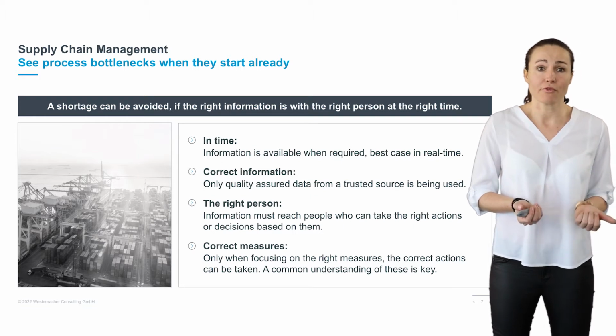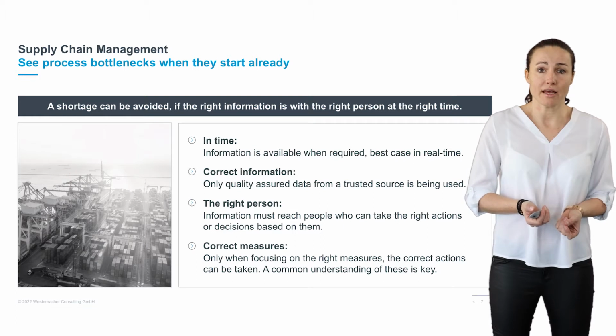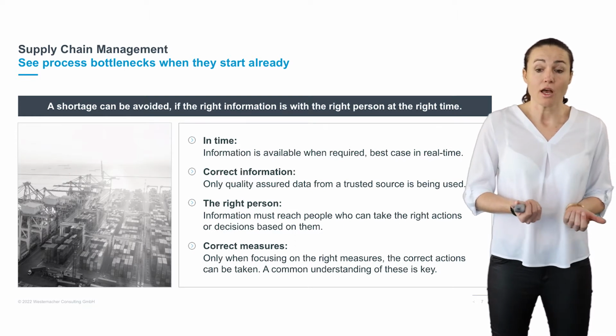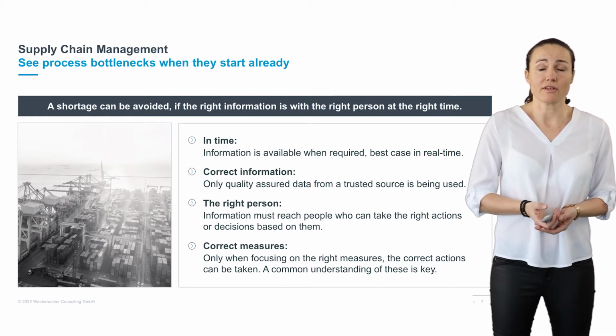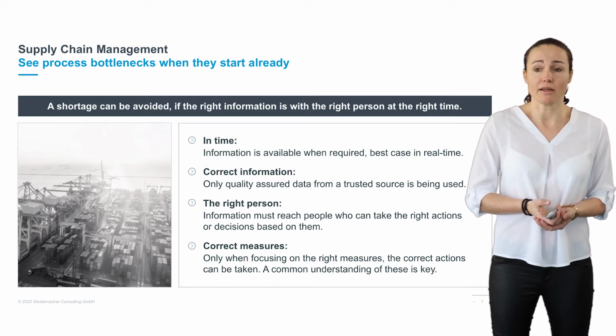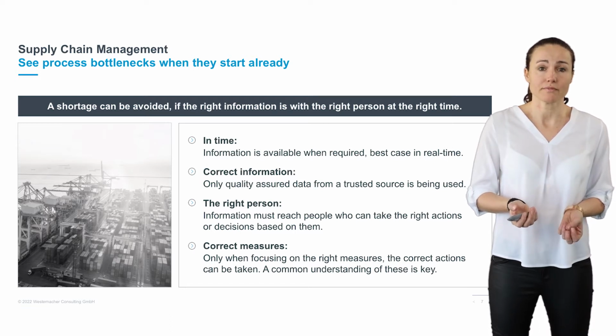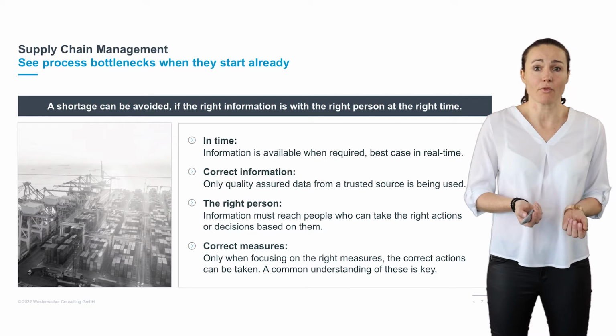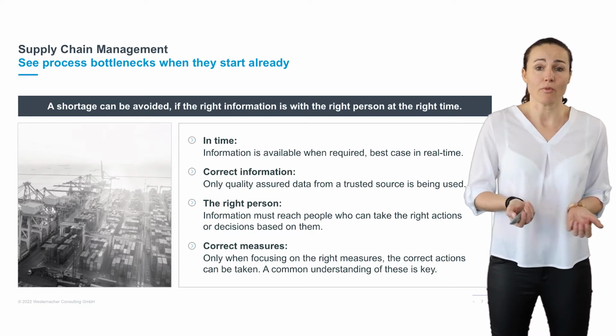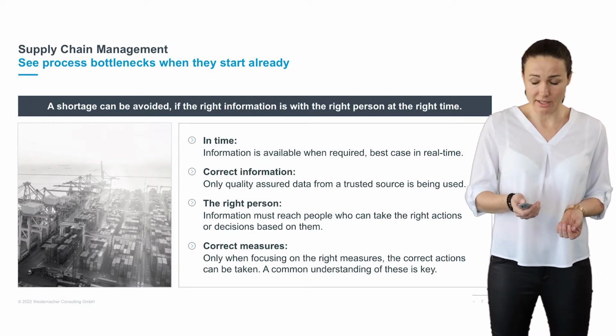But once we have the right data at the right time, we also have to make sure that it doesn't end up at an overworked manager who is either doing nothing or just simply forwarding the information to his staff. And of course, we have to make sure that we are measuring the right things. So if we are looking at the wrong performance indicator, we won't be able to see what's really going on here.